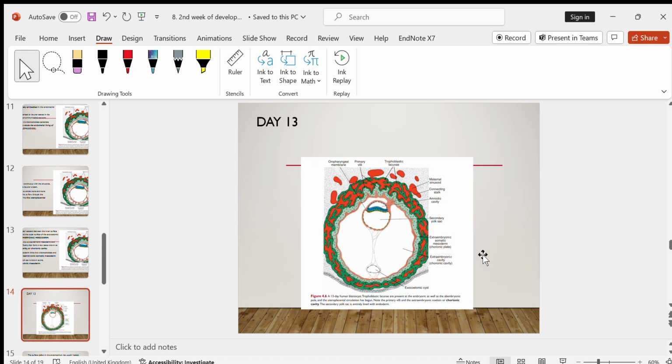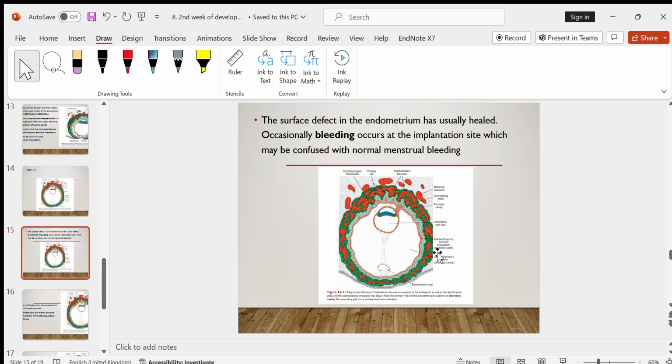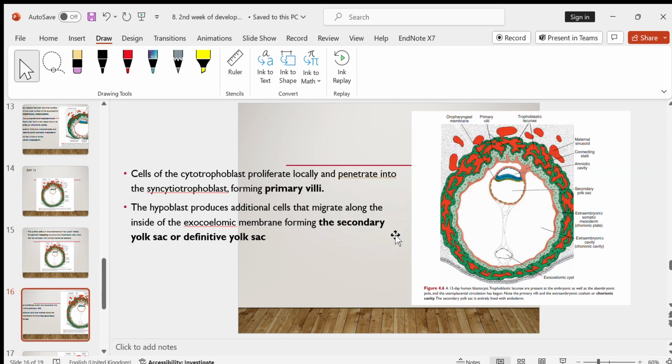Now, finally, we'll discuss day 13. This is the most important day. What happens in this is that, as I've told you in the previous slide, the penetration defect is completely healed, but sometimes there is bleeding at the site of the implantation. And as this occurs on the 28th day of the menstrual cycle, it is confused with menstrual bleeding, and it is difficult to identify the expected date of conception because of this.